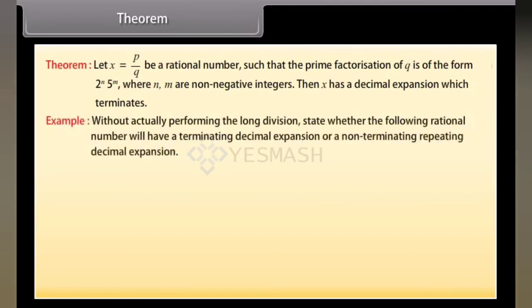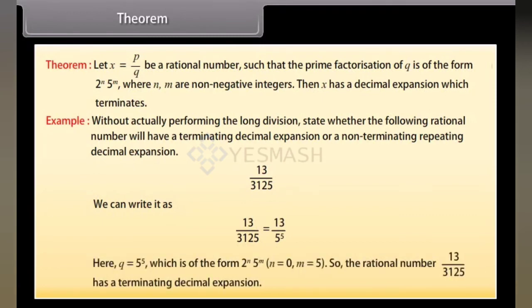Let us solve an example. Without actually performing the long division, state whether the following rational number will have a terminating decimal expansion or a non-terminating repeating decimal expansion: 13 upon 3125. We can write it as 13 upon 3125 equals 13 upon 5 raised to the power 5. Here q is 5 raised to the power 5, which is of the form 2 raised to the power n, 5 raised to the power m, n equal to 0, m equal to 5. So the rational number 13 upon 3125 has a terminating decimal expansion.